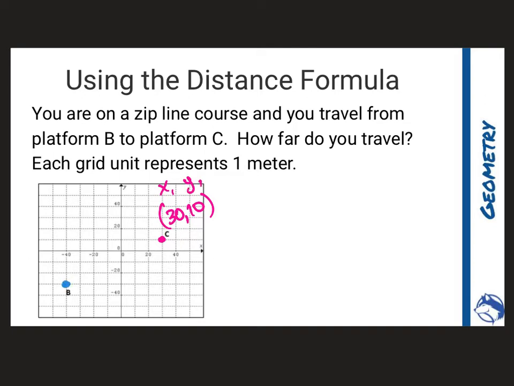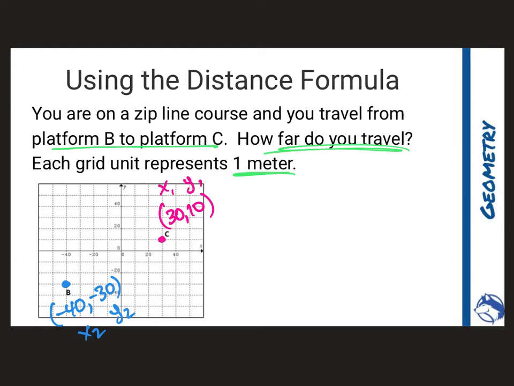And then I've got my B over here, and I need to label that as well. So it's negative 40, negative 30, and this is my x2, y2. The question asked is they want to know how far they travel from platform B to C, so how far is it? And then they said each grid unit represents 1 meter. So we have to look at that and decide how far it is.